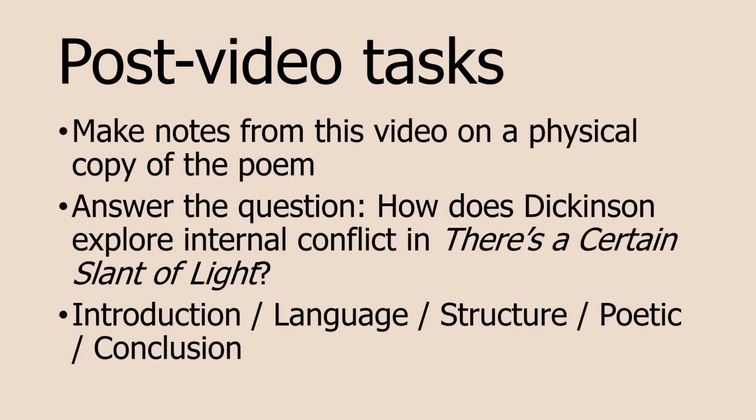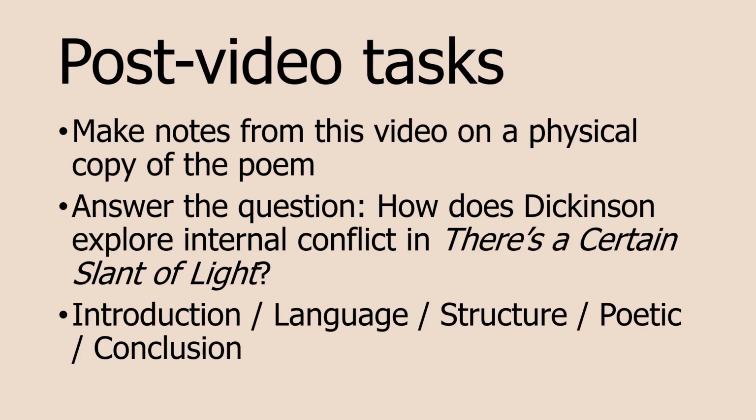If you liked my interpretations and my analysis and explanation, please make notes from it on a physical copy of the poem. I think that's a really great way to aid your revision. And if you want to practice answering an exam-style question, you might want to answer this one. How does Dickinson explore internal conflict in "There's a Certain Slant of Light"? You may want to start off by explaining the message of the poem and the concept and theme of death, and the internal conflict that comes about from that.